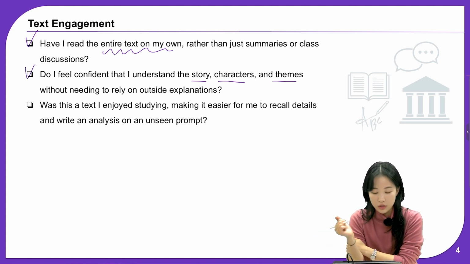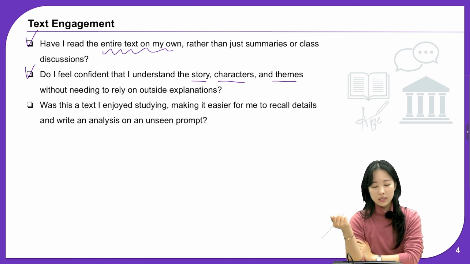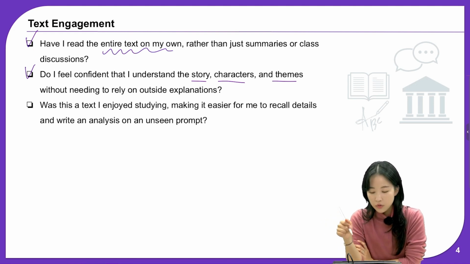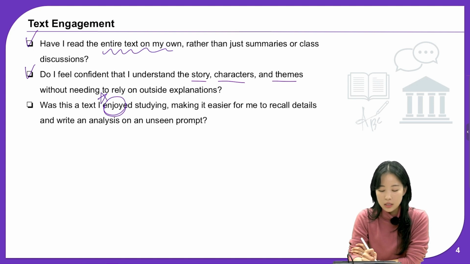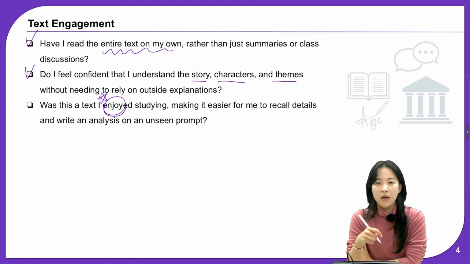But let's say we do have an understanding. Then next, was this a text I enjoyed studying, making it easier for me to recall details and write an analysis on an unseen prompt? I think enjoyment is a really big thing that I constantly emphasize, okay? You might have a selection of 4 works that you can choose from and you're like, I understand all 4. If you're now at a stage where it's time to decide on the 2, then just ask yourself, what did I actually enjoy reading? Of all the 4 texts, what do I actually want to use? And so enjoyment is something that's important for you to consider.